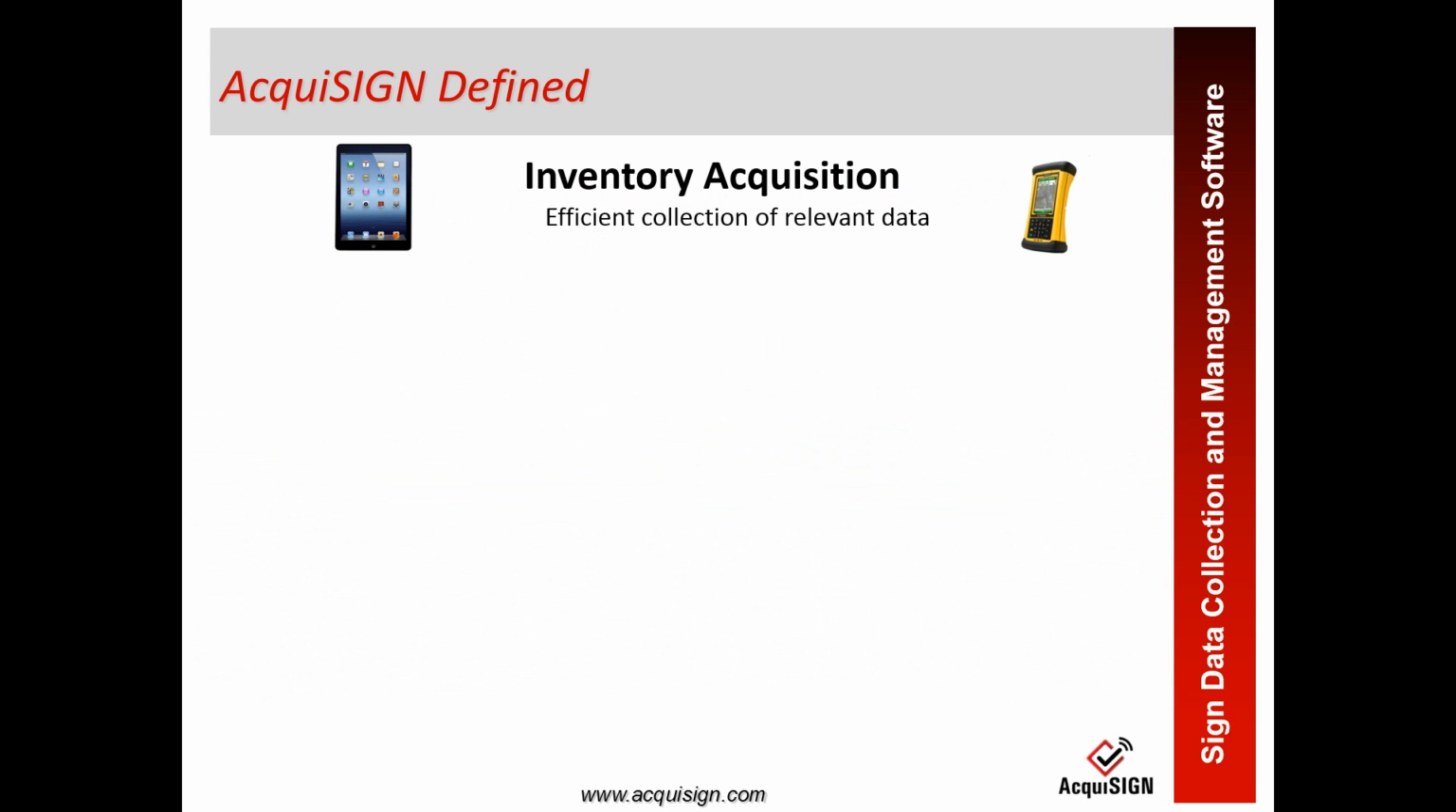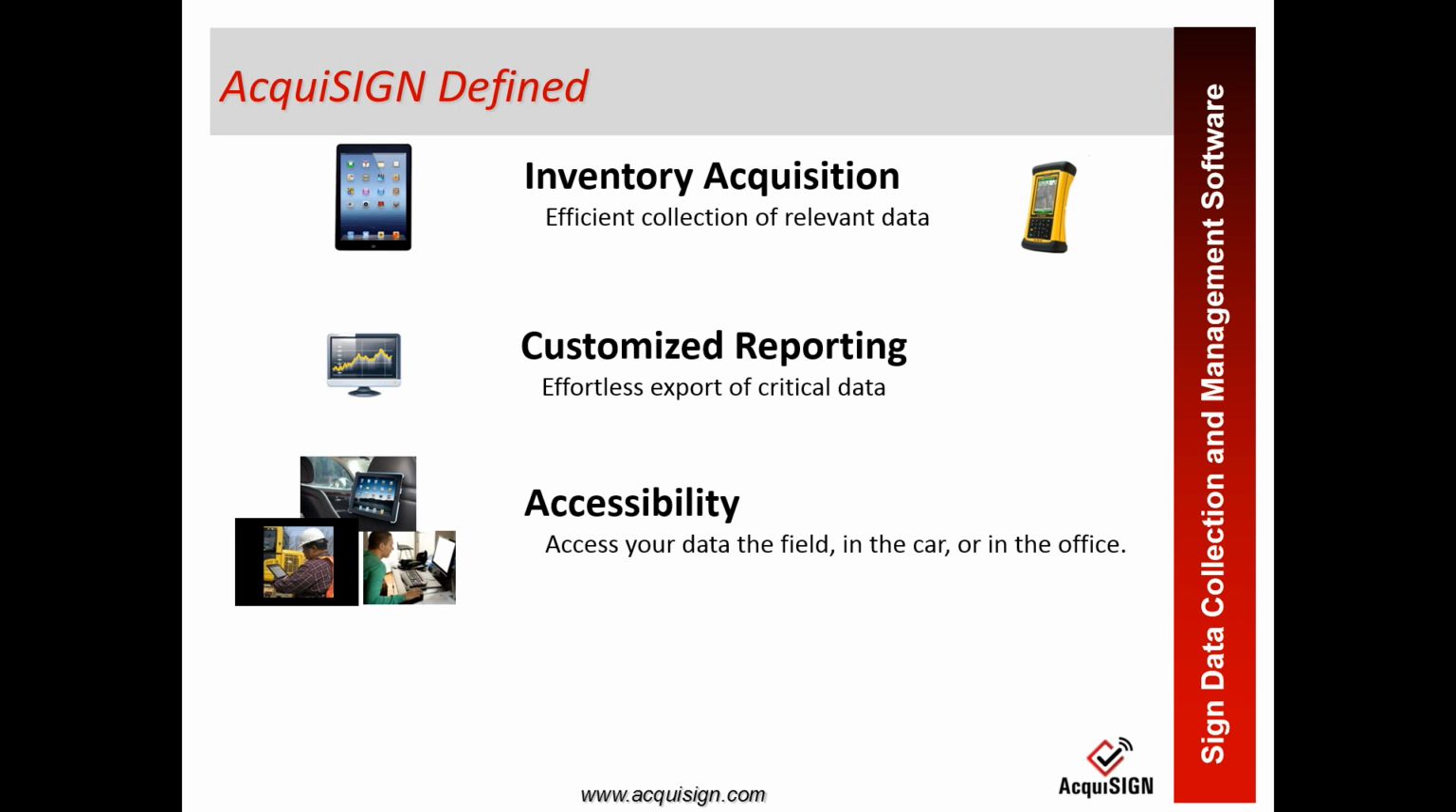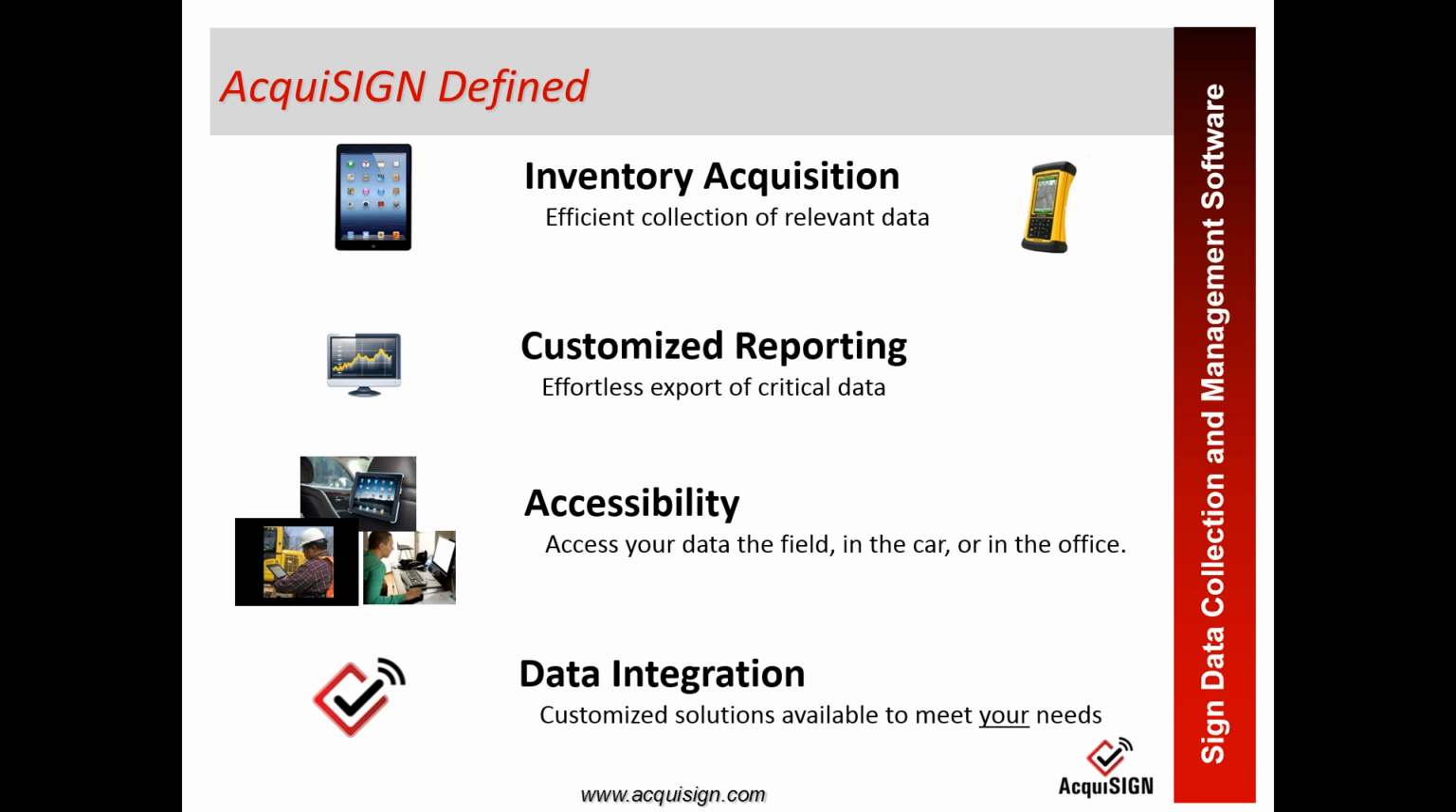So how do you define AcquiSIGN? Inventory acquisition, efficient collection of relevant data. Customized reporting, effortless export of critical data. Accessibility, from the field, in your car, or in the office. And finally, data integration, customized solutions available to meet your needs.